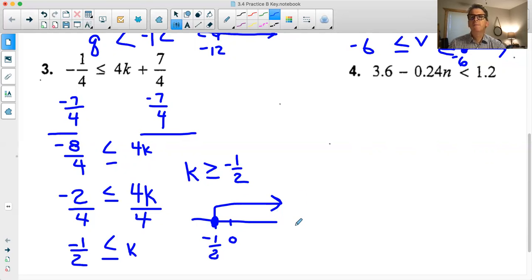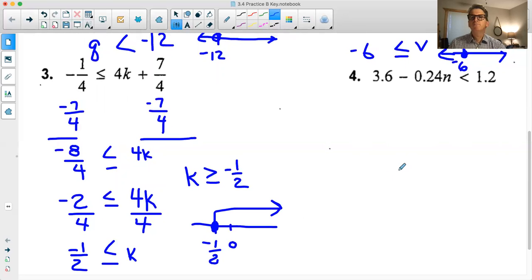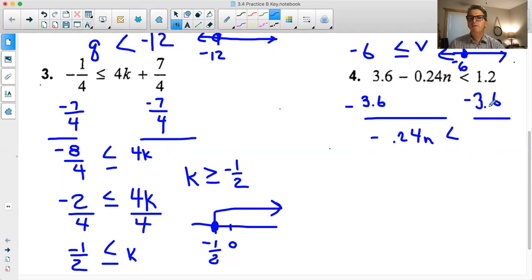So number 4, 1.2 is less than 3.6 minus 0.24n. We're going to subtract the 3.6 from the left and subtract it from the right. What that does is clear out the left side, and you have negative 0.24 times n on the right, and 1.2 minus 3.6 is going to be negative 2.4.